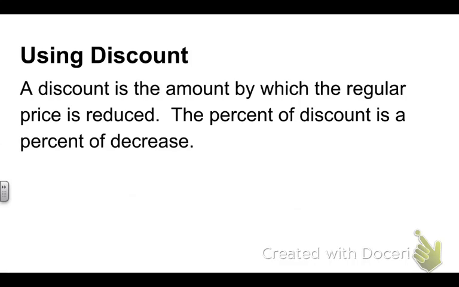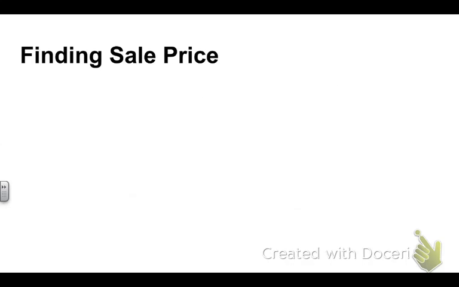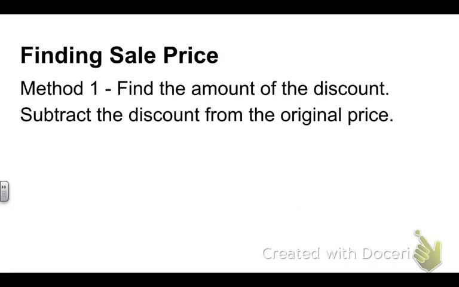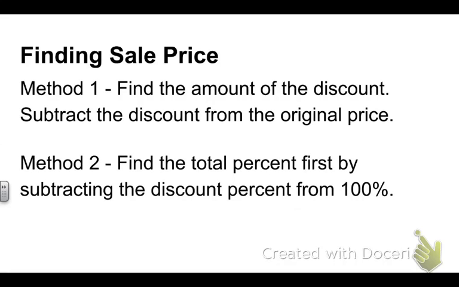Now, to use discount: a discount is the amount by which the regular price is reduced. Basically, it's your sale. The percent of discount is a percent of decrease. To find the sale price, there are two methods again. First, find the amount of the discount and subtract the discount from the original price. Or method two, find your total percent first by subtracting the discount percent from 100 and then multiply.